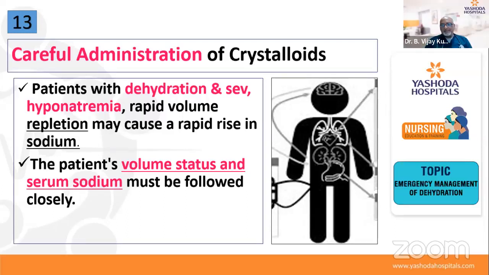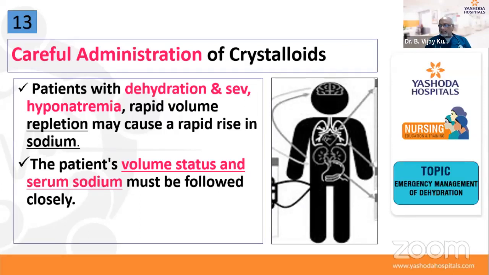The reason is that because sodium is already low, most of the fluid goes into the brain cells. Already the brain edema is there. And once you correct the volume loss suddenly, very fast, the fluid inside the cells comes out because the sodium is increased, and it will lead to a complication called central pontine myelinosis.